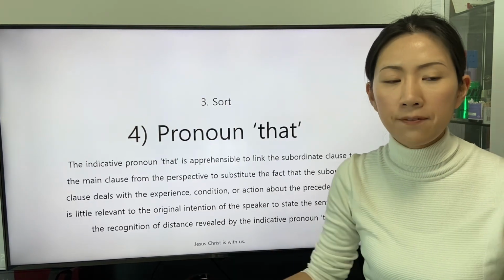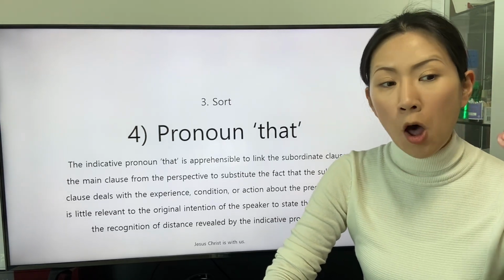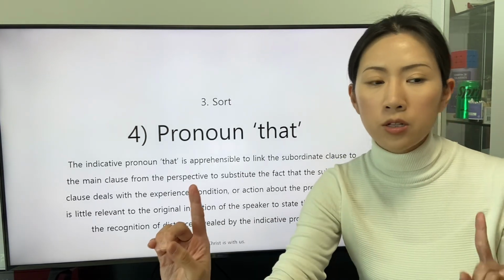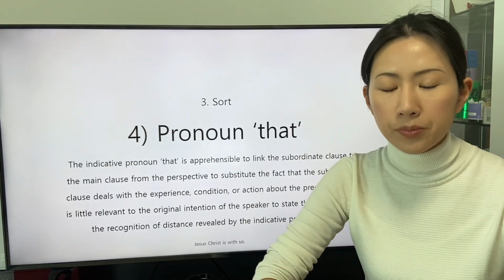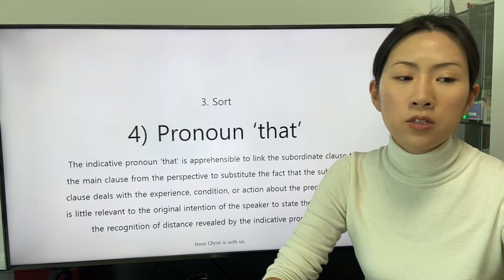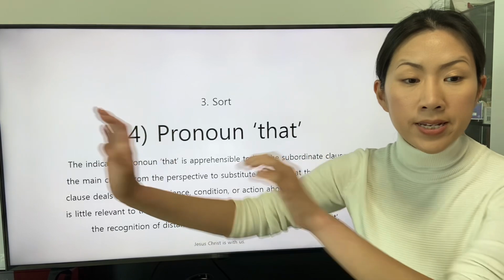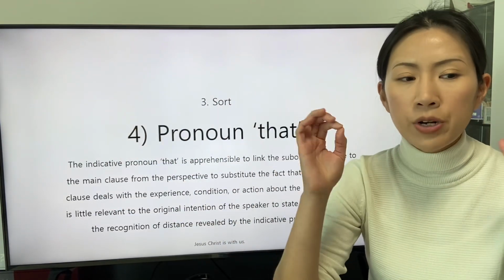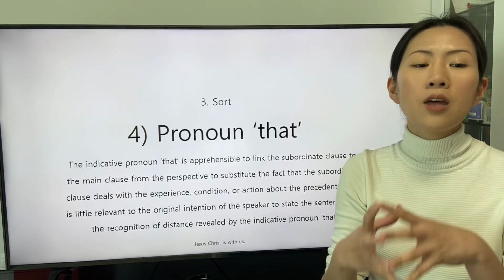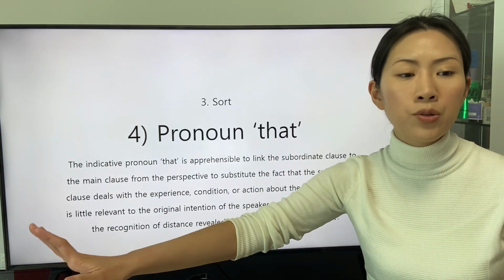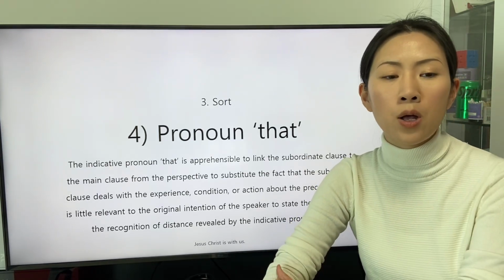So, in this perspective, the indicative pronoun that is apprehensible to link the subordinate clause to the main clause from the perspective to substitute the fact that the subordinate clause deals with the experience, condition, or action about the precedent, which is little relevant to the original intention of the speaker, to state the sentence into the recognition of distance revealed by the indicative pronoun that.